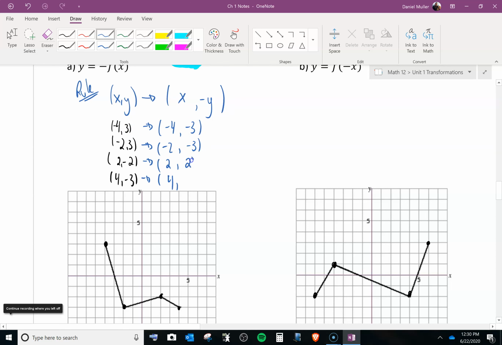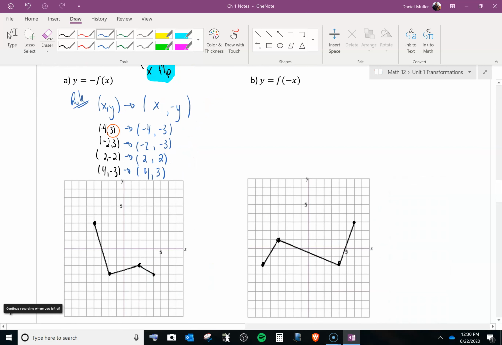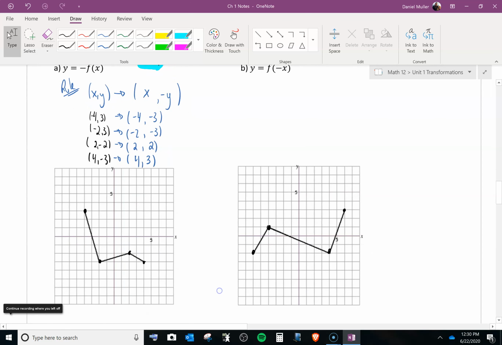Negative 2 becomes a positive 2, and negative 3 becomes a positive 3. So we just negated them. Anything positive becomes negative, and anything negative becomes a negative negative, which is a positive. And then we can graph it.